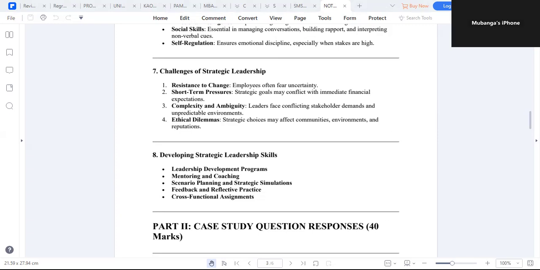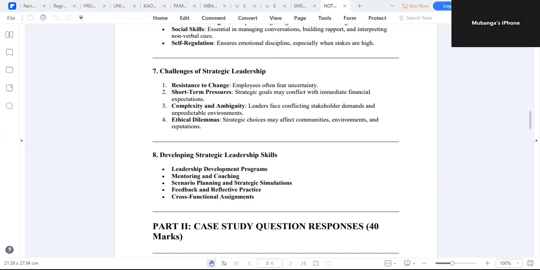The other challenge is that of short-term pressures. So while strategic leadership focuses on the future, organizations must expect immediate results. Okay? So these will create a tension between achieving long-term goals and meeting these short-term performance targets. So effective leaders should also learn to balance both by ensuring that today's actions will support tomorrow's vision.